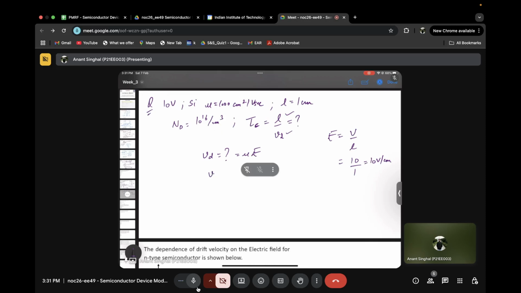So VD would be 10 times 1000, which is 10 to the power 4 centimeter per second. Now you just need to calculate the time, which will be 1 centimeter divided by 10 to the power 4 centimeter per second. So the time would be 10 to the power minus 4 seconds. And we can write this as 100 microseconds also. Is this clear to everyone?